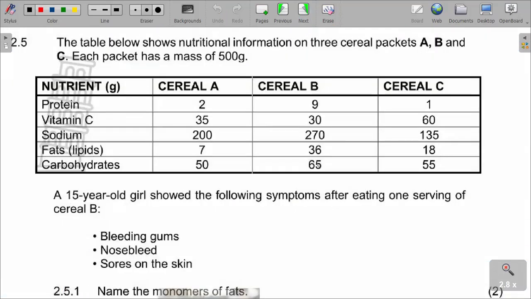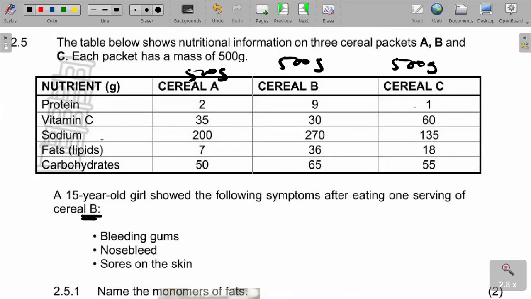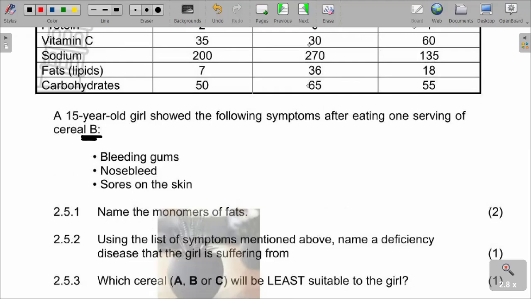And then there is a table that shows nutritional information of 3 cereal packets. Each packet has a mass of 500 grams. So we have got protein, vitamins, fats, sodium, carbohydrates, which are all given in different measurements. A 15-year-old girl showed the following symptoms after eating 1 serving of cereal B: bleeding gums, nosebleed, sore on the skin.